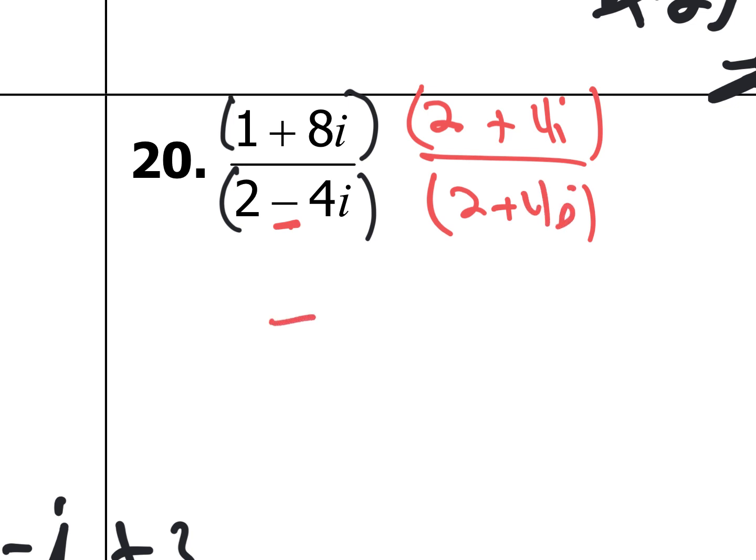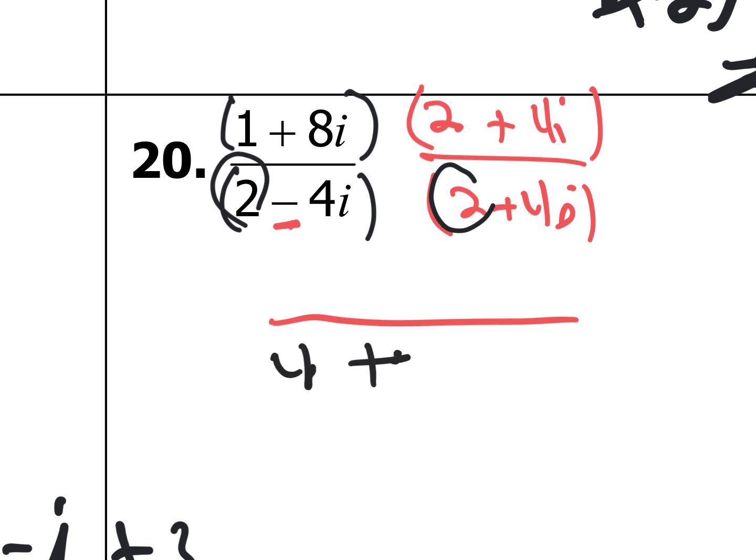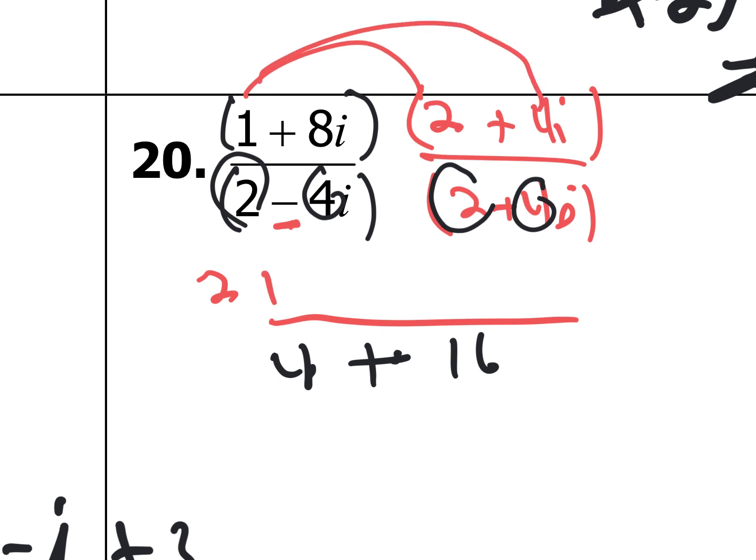Now, no matter how hard that top is, the bottom is going to be very simple. The bottom is going to be the 2 times 2, 4, added to the 4 times 4, 16. That's why the conjugate is so valuable. It cancels out everything in the bottom. It turns it into a 20. So simple. But the top, I have to work at it, okay? 1 times 2 is 2. 1 times 4i is a plus 4i. 8i times 2 is the same as 2 times 8i. That's plus 16i.